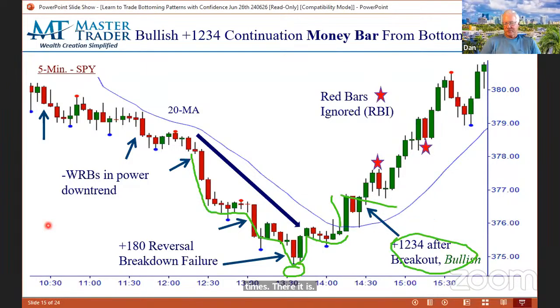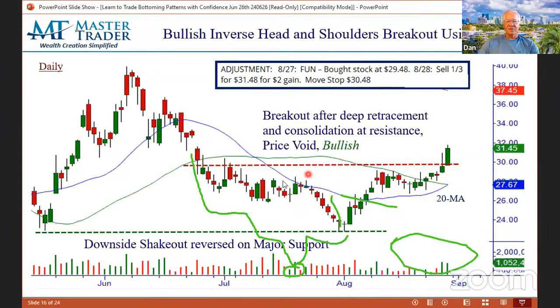Yep. Got the price void, go into management mode. You'd be selling into strength, etc. And the way your trail management would dictate how you manage this. But the fact that you got all these red bars ignored is very bullish.